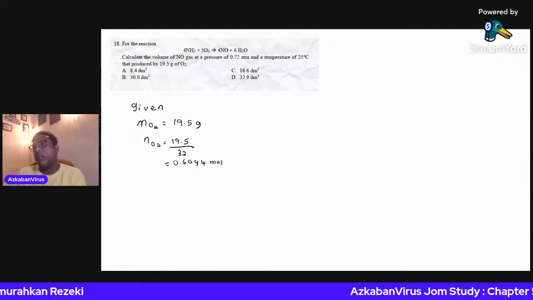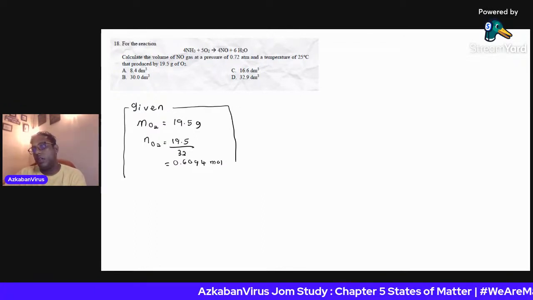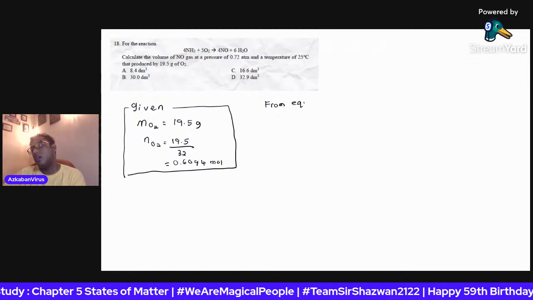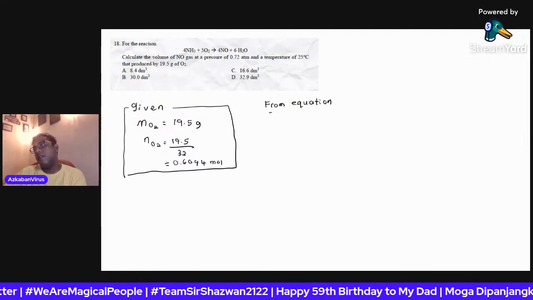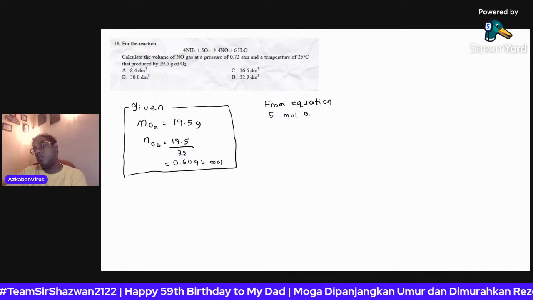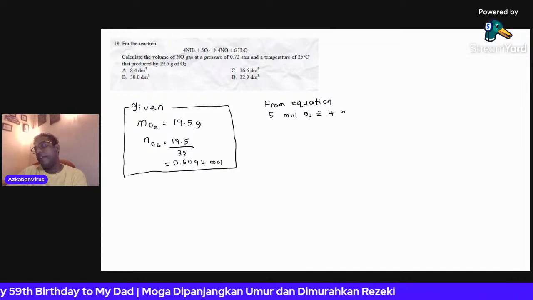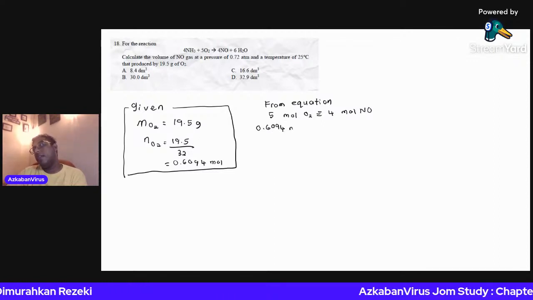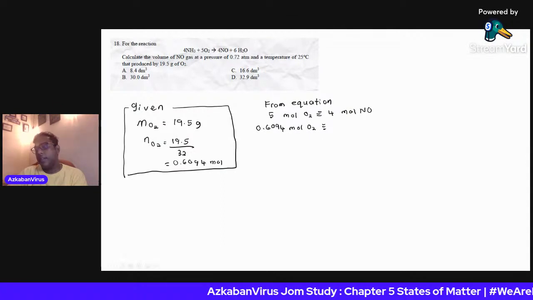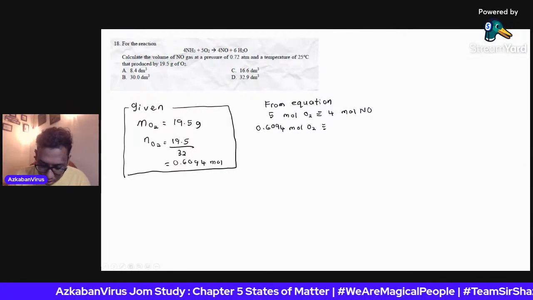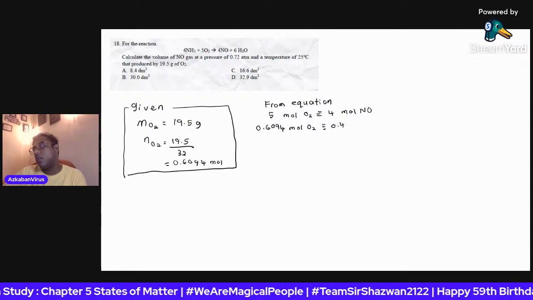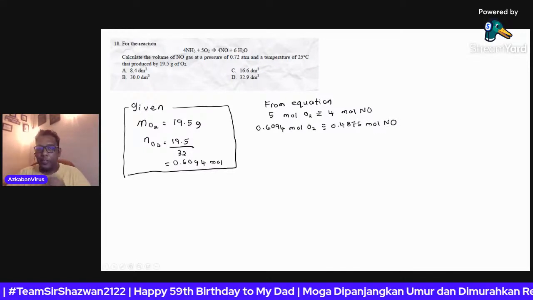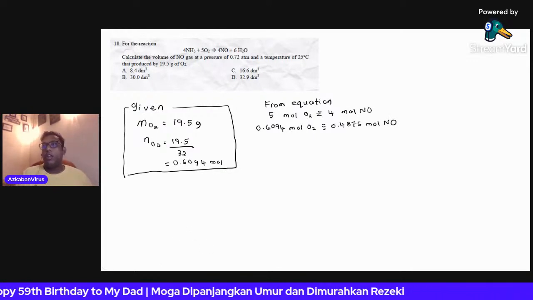Okay, so you know that from the equation, five mole of O2 akan menghasilkan 4 mole of NO. Kalau you ada 0.6094 mole of O2 akan menghasilkan 0.4875 mole of NO. Dia minta cari volume.